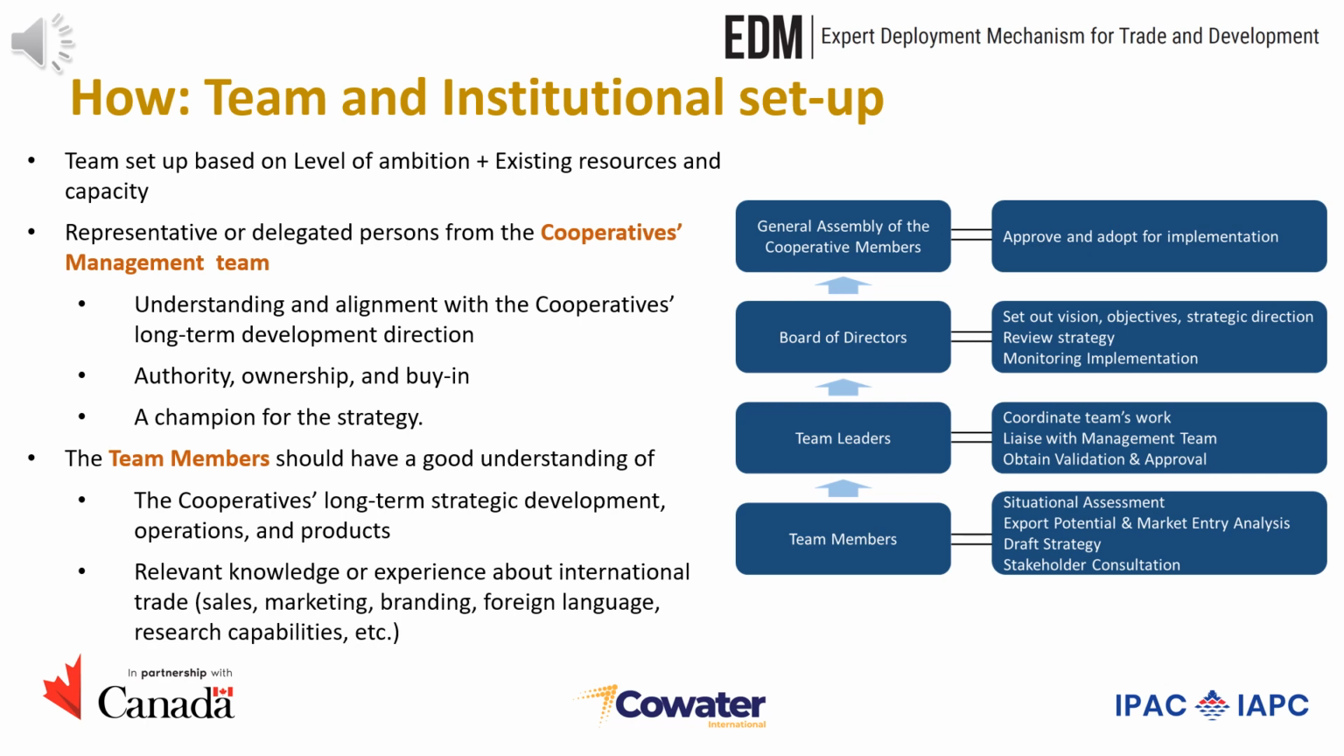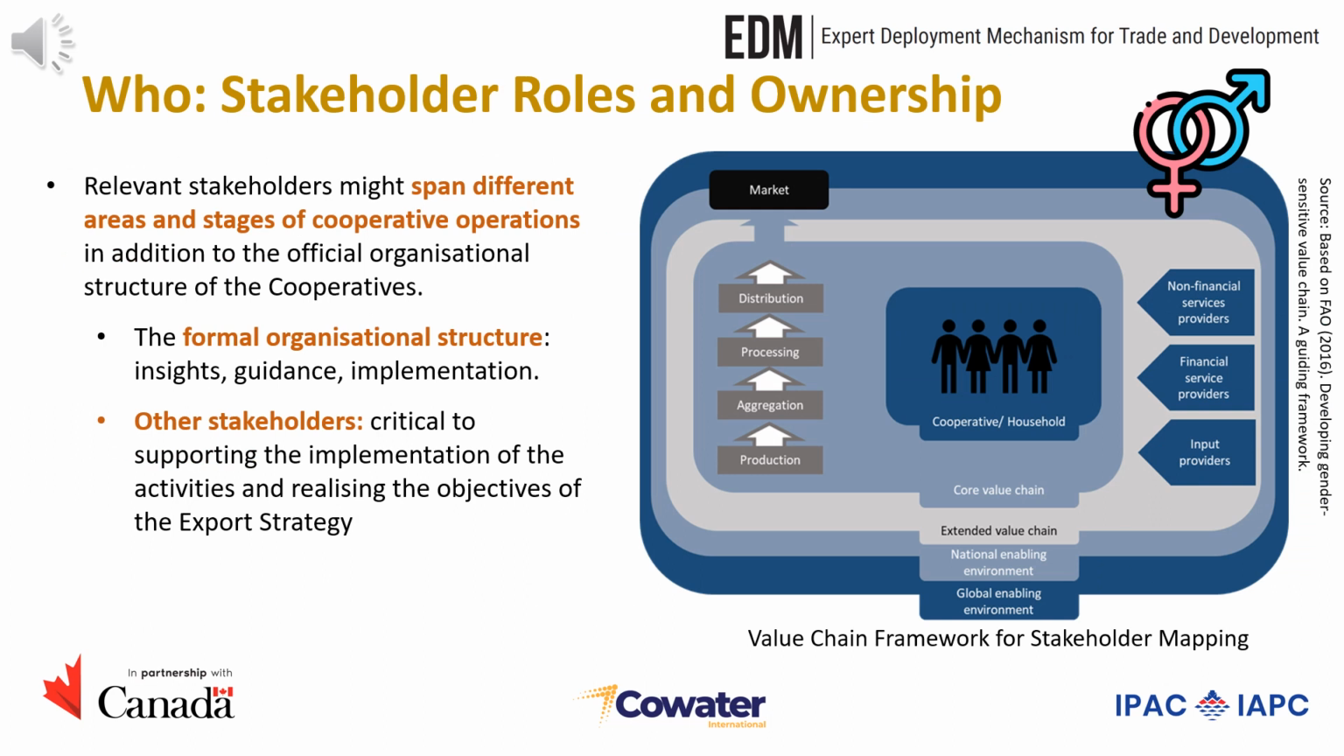the cooperative's export strategy. After having the export strategy development team, it is essential to map the involved stakeholders early on in the process. This can be done through a stakeholder mapping relevant to the cooperative's export strategy, comprising the formal organizational structure and other related stakeholders. It should be noted that, depending on the scope of the strategy, the stakeholders involved and the roles of each stakeholder will be different. Relevant stakeholders might span different areas and stages of cooperative operations in addition to the official organizational structure of the cooperatives.